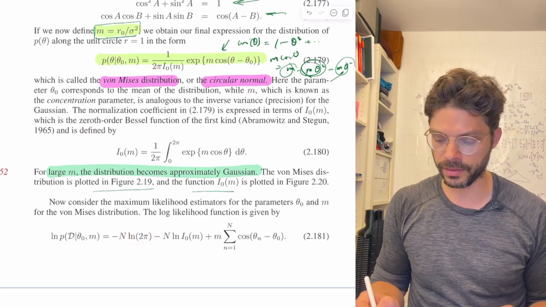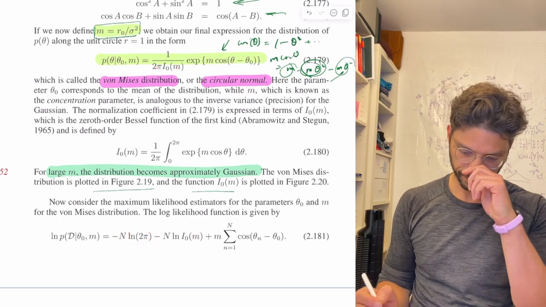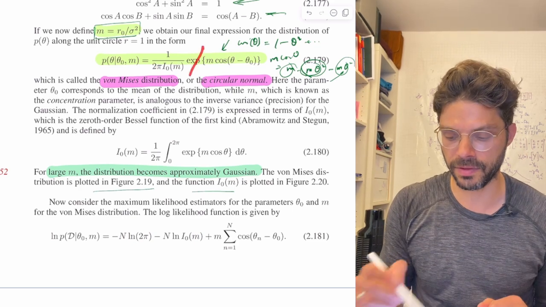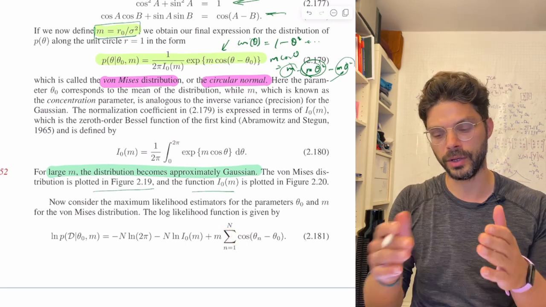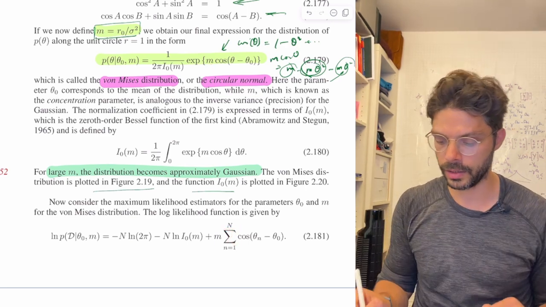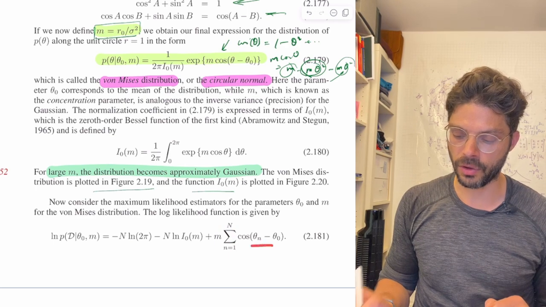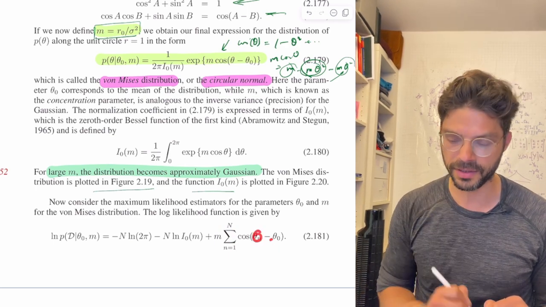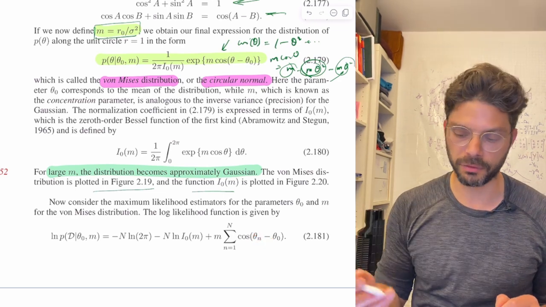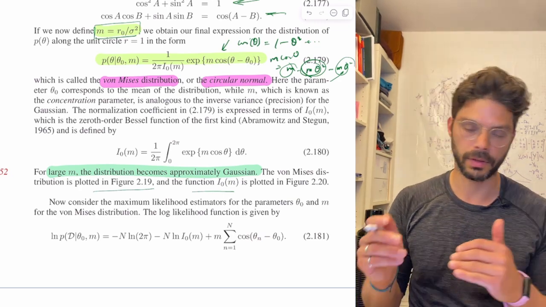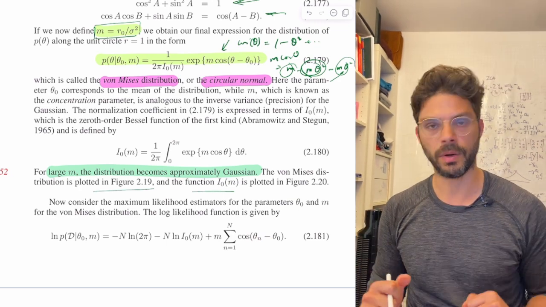Minus n ln I naught m, that's from that. The logarithm gets rid of the exponential, and now you have m, and then a sum, because you're multiplying these exponentials in the product. You get a sum of cosines, and notice there's a theta n minus theta naught. Now we're going to do the usual thing: take derivatives with respect to theta naught and with respect to m, set those to 0, and see what we get.